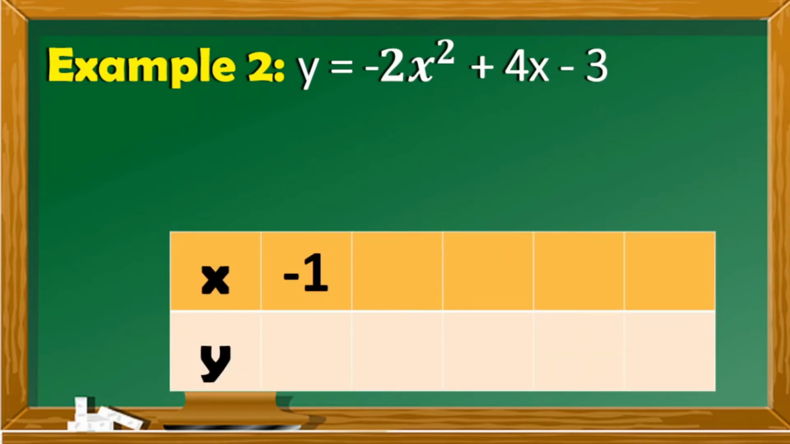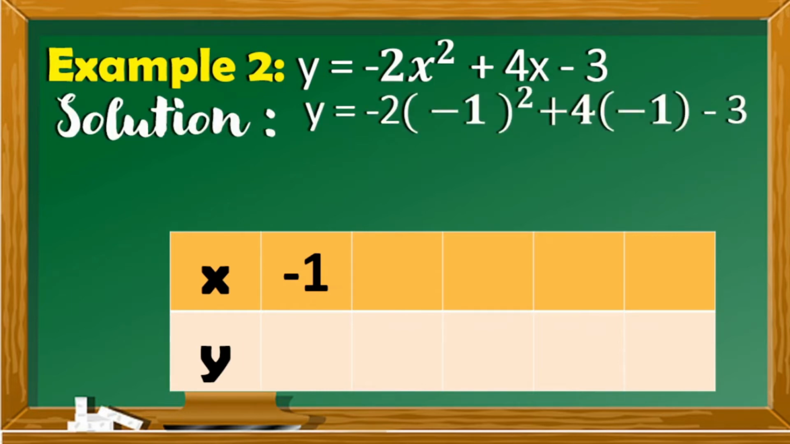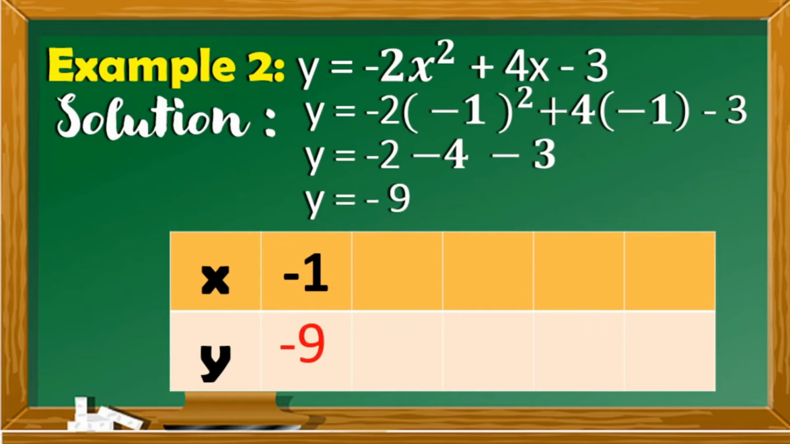Showing our solution, y is equal to negative 2 times the quantity of negative 1 squared plus 4 times negative 1 minus 3. The quantity of negative 1 squared is positive 1 times negative 2, that is negative 2. 4 times negative 1 is negative 4, minus 3. Performing the operations, y is equal to negative 9.